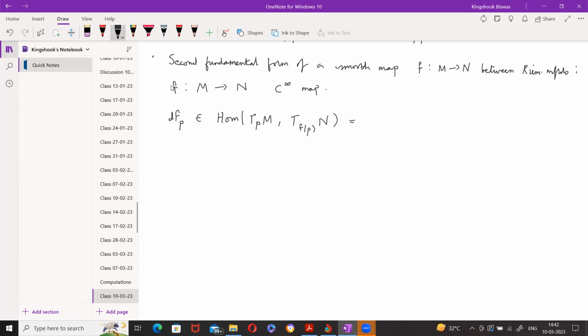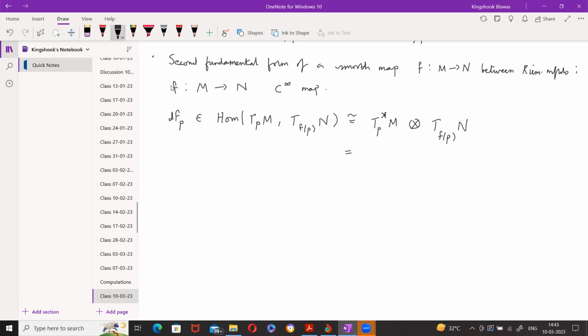A Hom of E, F, remember, was identified with E star tensor F, right? So I can identify this with T_P star M tensor T_{F(P)} N, right? Now, what is T_{F(P)} N? This is a fiber of the pullback bundle, the pullback of the tangent bundle of N under F. And this is the dual of the tangent bundle of M.